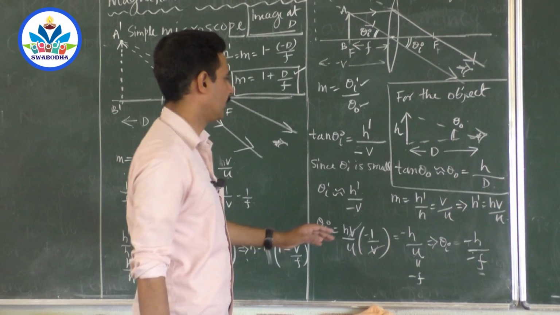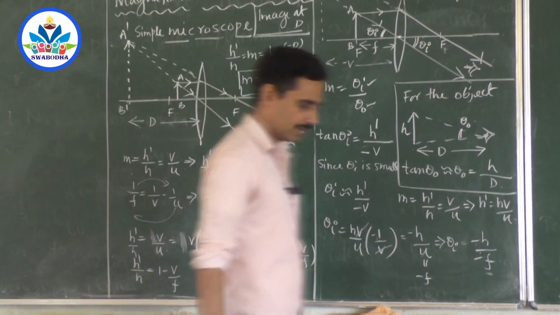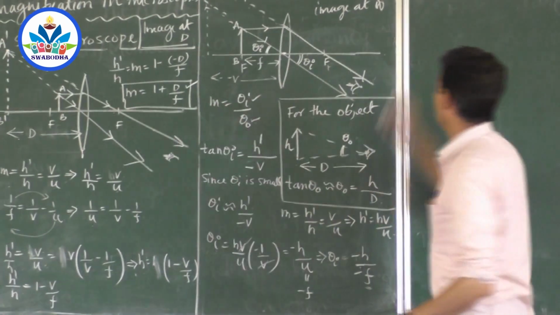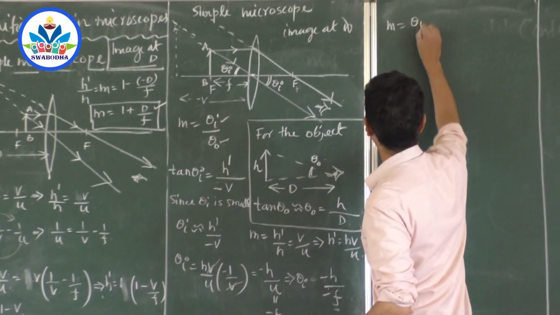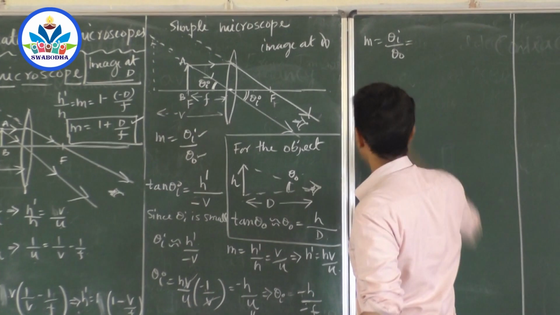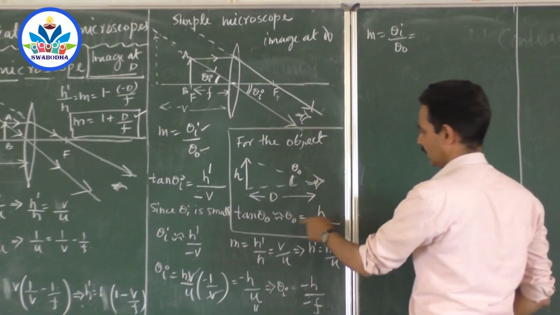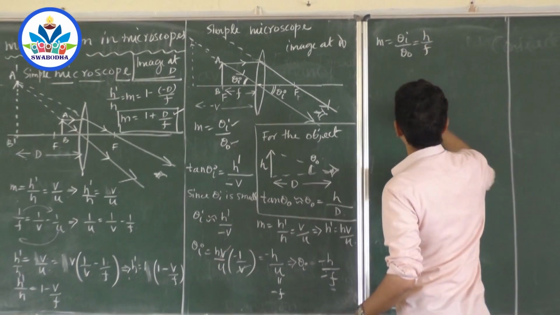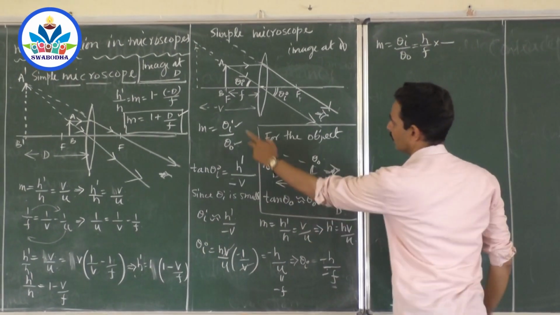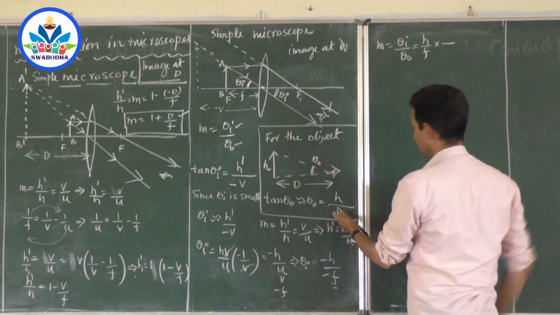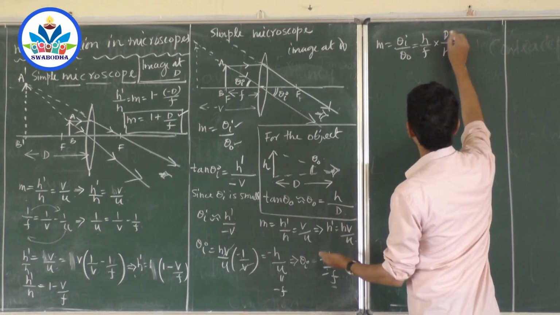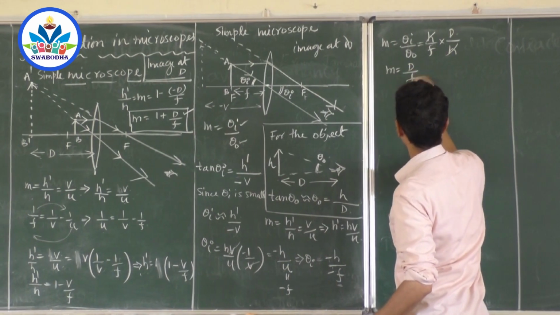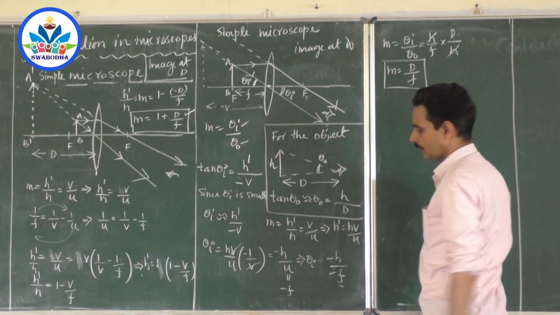Now substitute for magnification. Magnification for a microscope, when the image is at infinity, m is equal to theta I by theta naught. Theta I we have got here, h by f, divided by theta naught. Theta naught we already have, it is here, h by d. H here, d here. So h gets cancelled. M is equal to d by f, right? See, finally you have the formula.